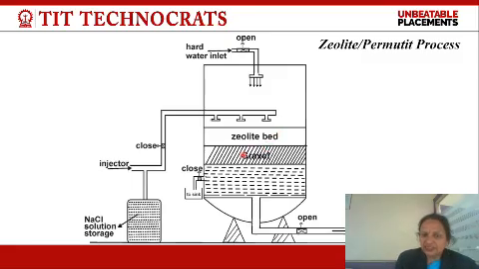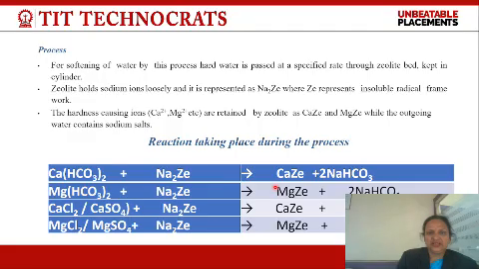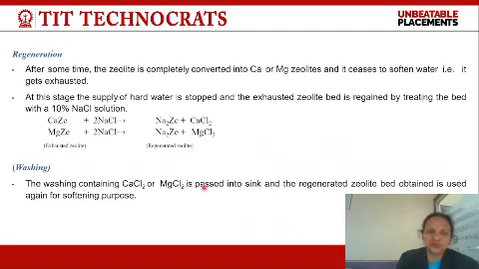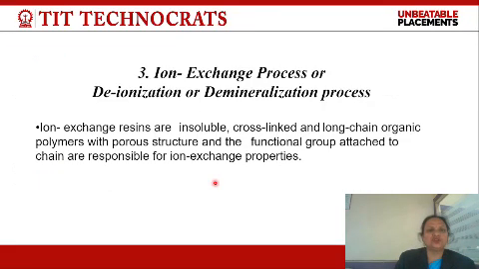We can collect here calcium chloride and magnesium chloride, and the calcium magnesium chlorides are sent to sink. This is the simple regeneration process or washing process. These are exhausted zeolite and these are the regenerated zeolite which are again ready for the softening process. The washing containing calcium chloride and magnesium chloride is passed into the sink and the regenerated zeolite bed obtained is used again for softening purposes. Now the third process is the ion exchange process or deionization demineralization process.